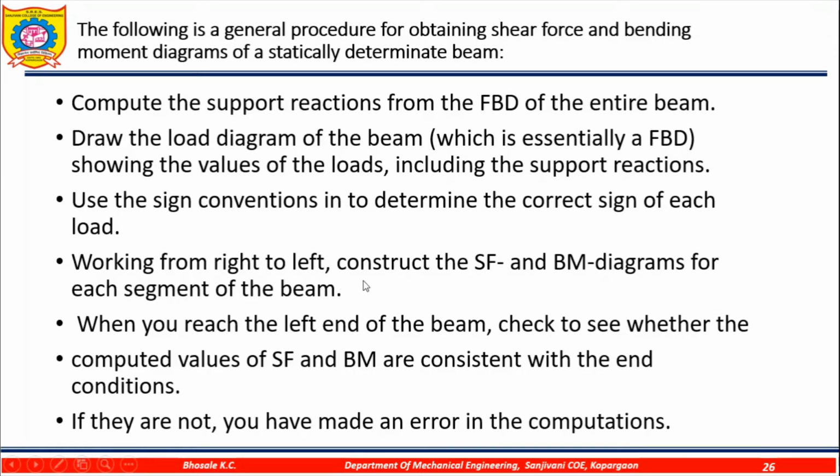Working from right to left, construct the shear force and bending moment diagrams for each segment of the beam. When you reach the left end of the beam, check whether the computed values of the shear force and bending moment are consistent with the end condition or not. If they are not matching, then you have made an error in the computation. So there is a checkpoint: the end reactions and the computed values should match.